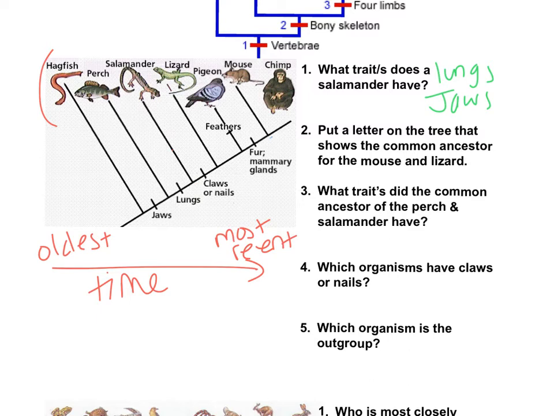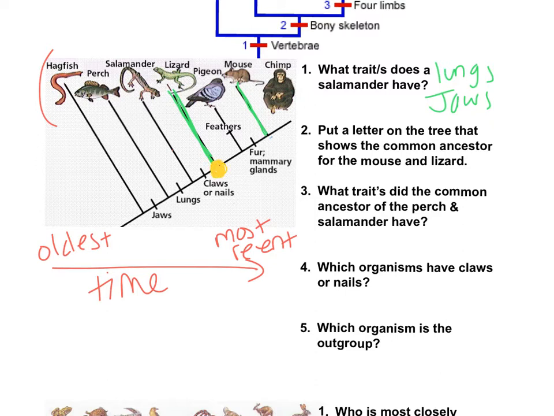Continuing on, question 2. Put a letter on the tree that shows the ancestor for the mouse and the lizard. Mouse evolved here, lizard evolved here. Their ancestor is where those two lines intersect. Therefore, I'm going to identify that as being here.